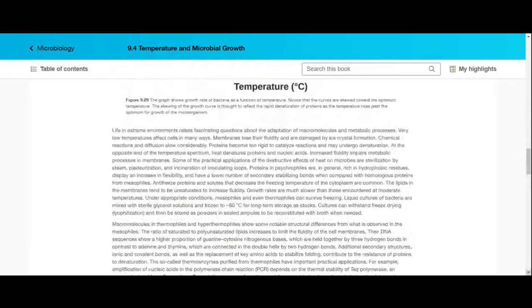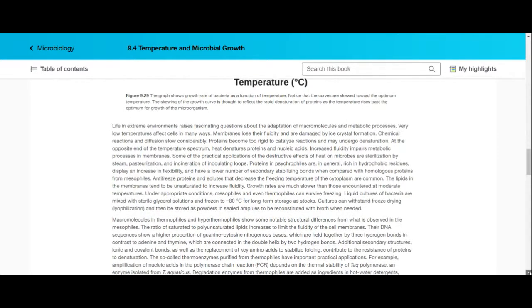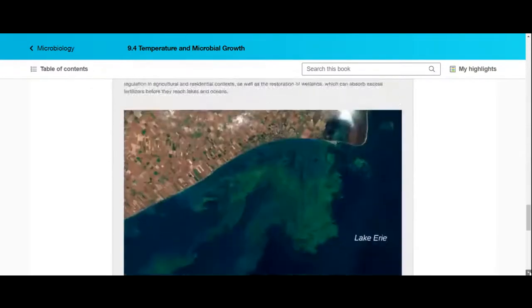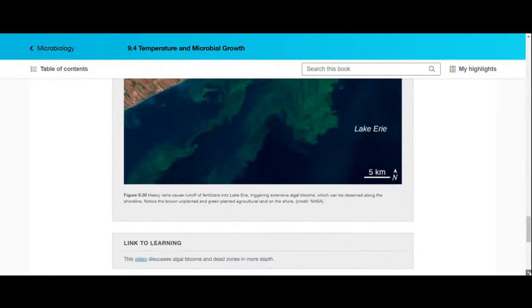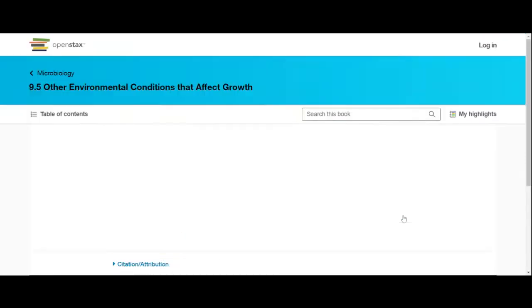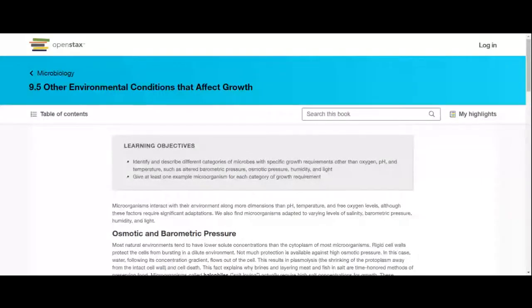Now, when we talk about these hyperthermophiles, these acidophiles, these alkalinophiles, a lot of times you'll see them referred to as extremophiles because they live in these extreme environments where a lot of things really don't live. And so that is why we refer to them as extremophiles.